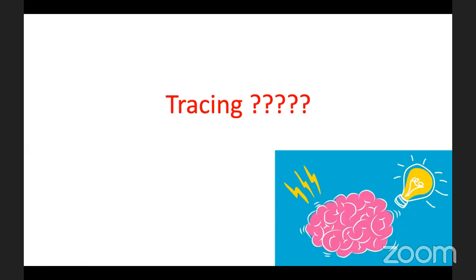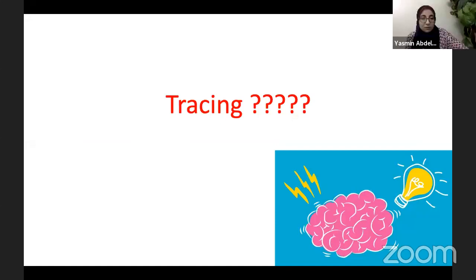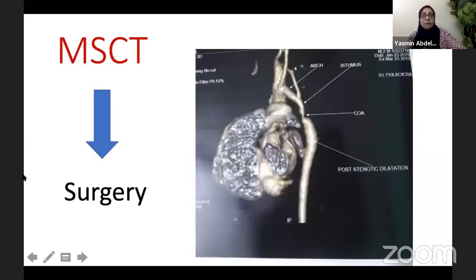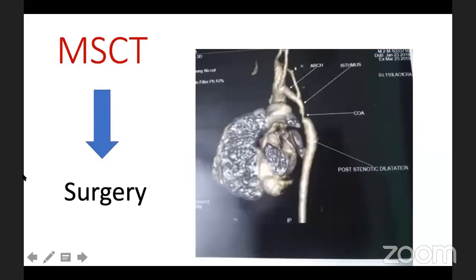So in that case, would you get the image again? Okay. Exactly as you say, very tight coarc, but on the other hand, the arch is hypoplastic, and very similar to the other case. Also, it's a bovine arch, so you can see that the origin of the carotid comes with the brachiocephalic.